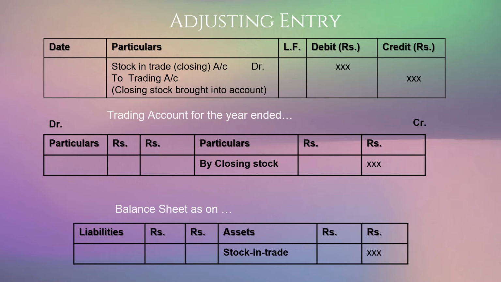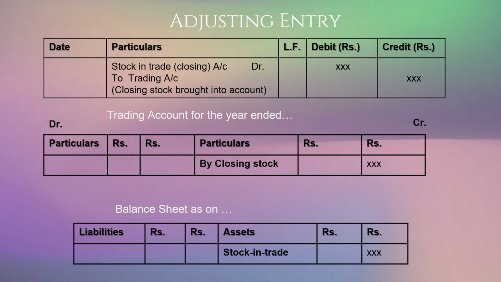Now how will you bring it into the books of accounts? By passing a journal entry. Stock in trade account, or you can write closing stock account, debit to trading account. We have to transfer this stock to the trading account, and you have to write the narration, closing stock brought into trading account, or you can write closing stock is transferred to trading account. Why we are showing this in the trading account is, the trading account starts with opening stock, and the trading account is prepared to find the mere difference between selling and buying.